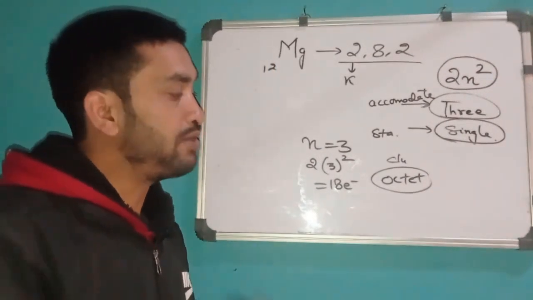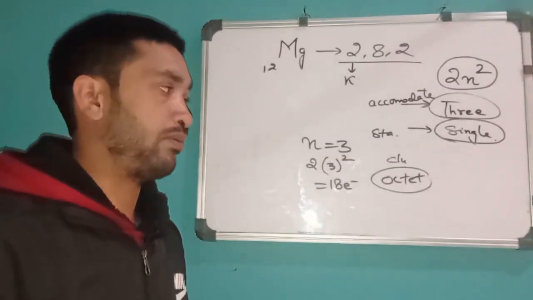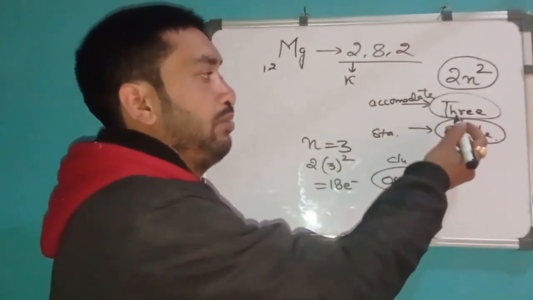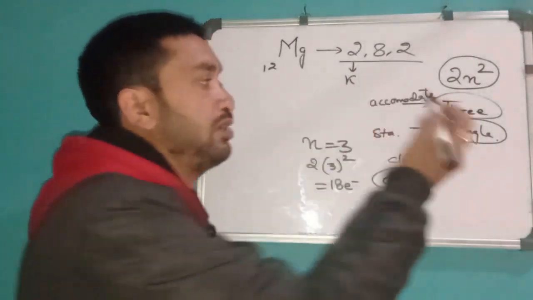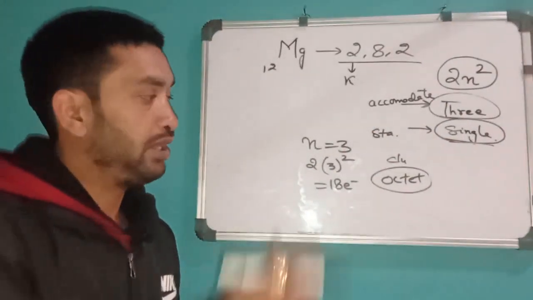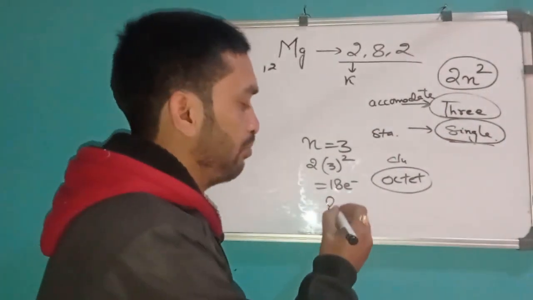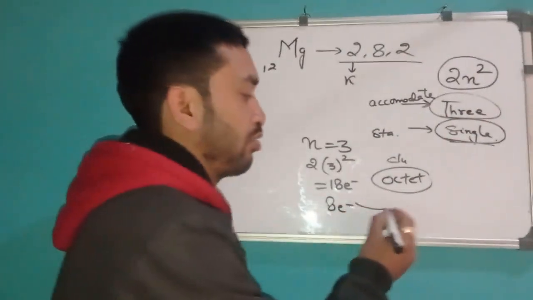Focus on this. You can fill 18 electrons in the third shell, no problem with that. Just like 3 people can adjust in a bed, no problem. But for stability, you should sleep alone. And here, for stability, we should keep only 8 electrons. Why? Because 8 electrons means octet.